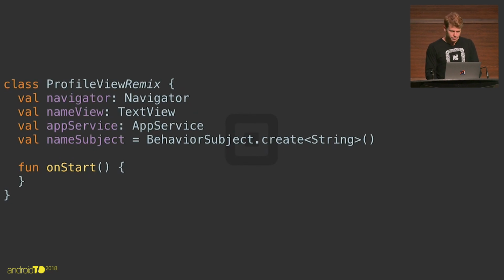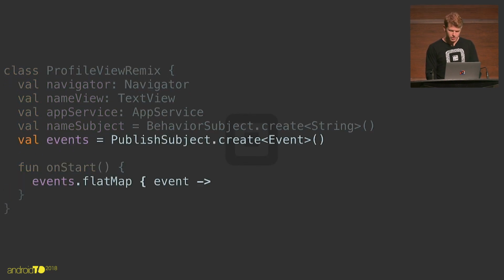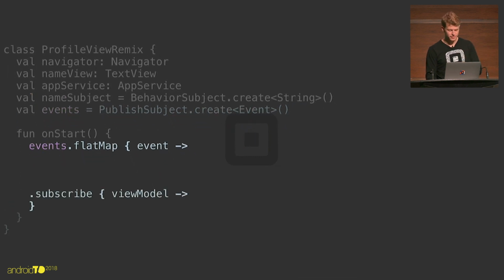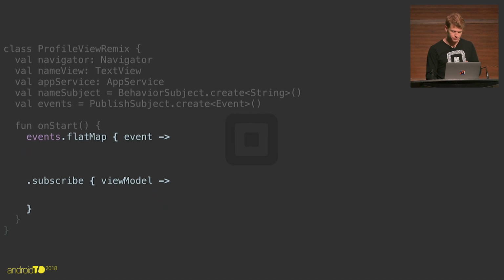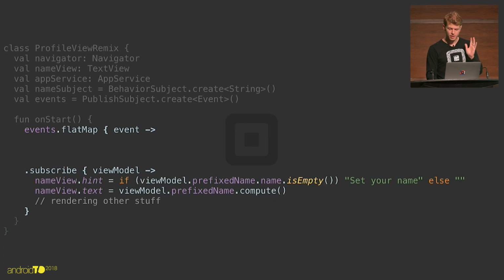So inside the profile view, we create a publish subject of events that will just pass events through when we want to do stuff. Then we'll react on the events, and at the end, we want the view model to render what we want. And inside this, here we don't want to think about anything. The hint is that, the name is that, and the rest of the profile is what it should be.